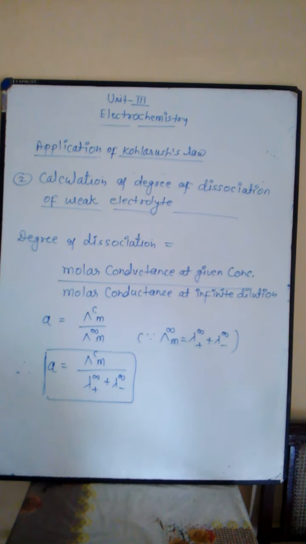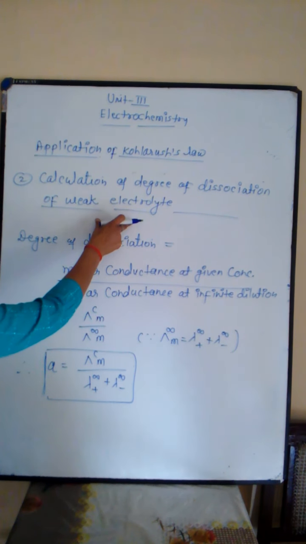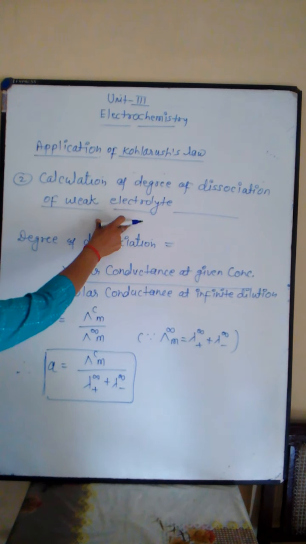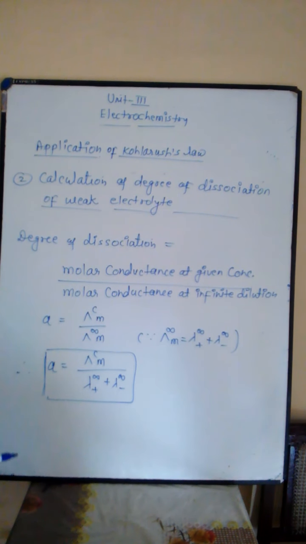Second application is calculation of degree of dissociation of weak electrolyte. Now in Kohlrausch law's second application, we can find out the degree of dissociation of weak electrolyte. We know that the degree of dissociation of weak electrolytes like ammonium hydroxide and acetic acid increases on dilution, because molar conductivity becomes maximum at infinite dilution, because the dissociation is almost complete.